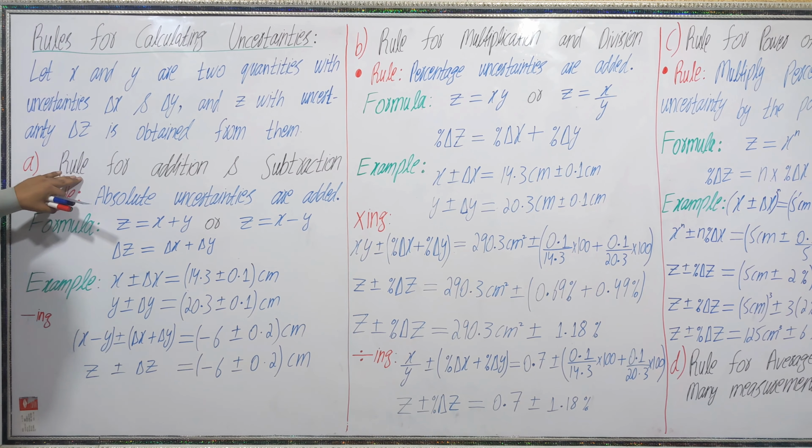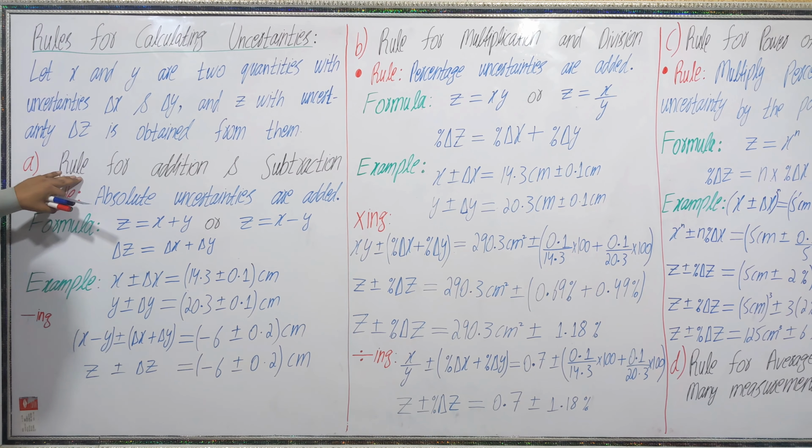Now, addition or subtraction. First, subtracting x and y. X minus y means 14.3 minus 20.3, you will get minus 6. X minus y is equal to minus 6.